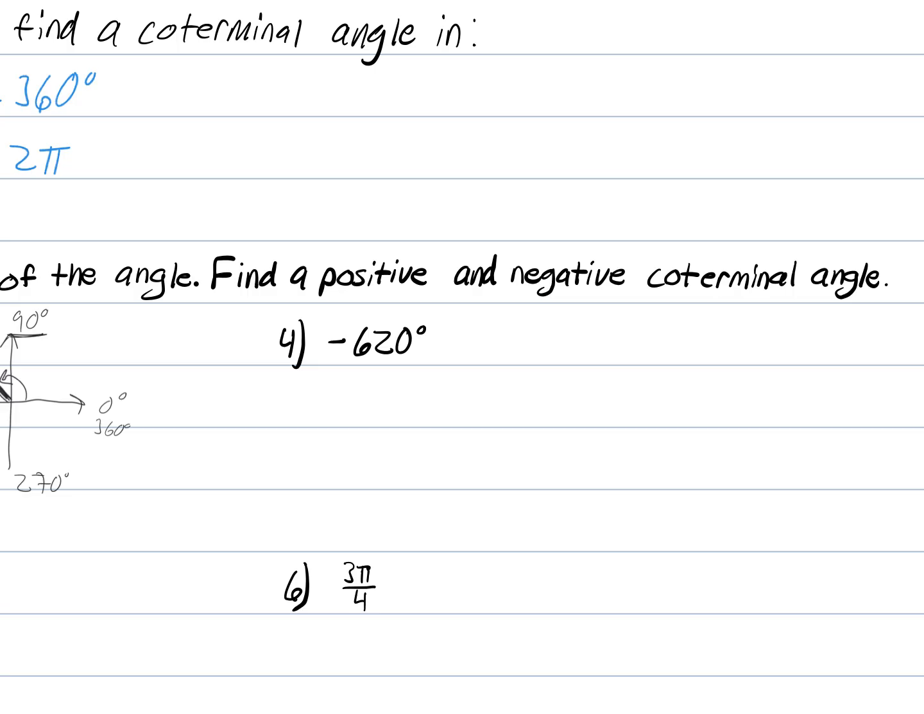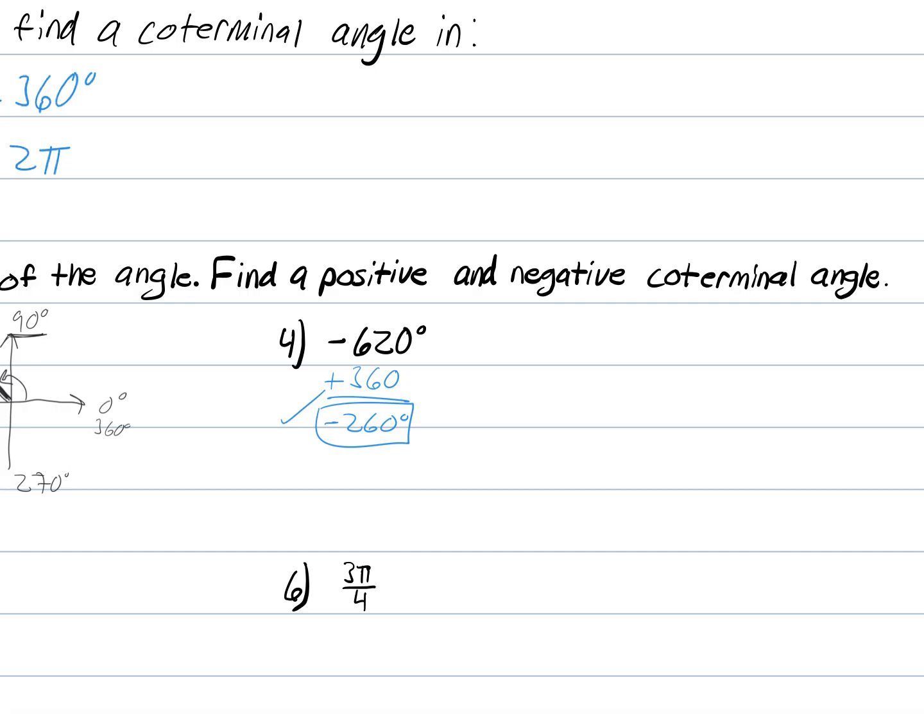I don't know exactly what quadrant this is going to lie in. So what I'm going to do first is find coterminal angles and then see if that makes it a little bit easier to determine the quadrant that it's in. First I'm going to add 360. It's negative already, so I'm going to add just to get us somewhere a little bit closer to a positive. If we add 360 to this, that's going to get us negative 260. That's a valid negative coterminal angle. That's fine.